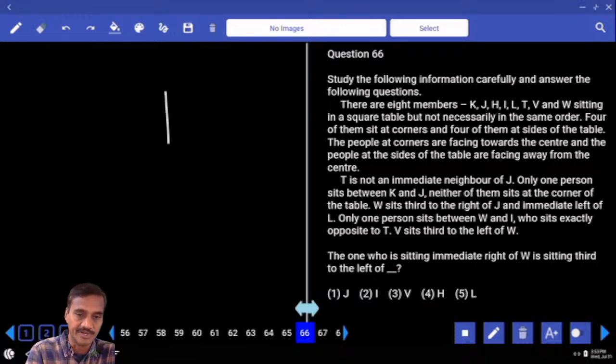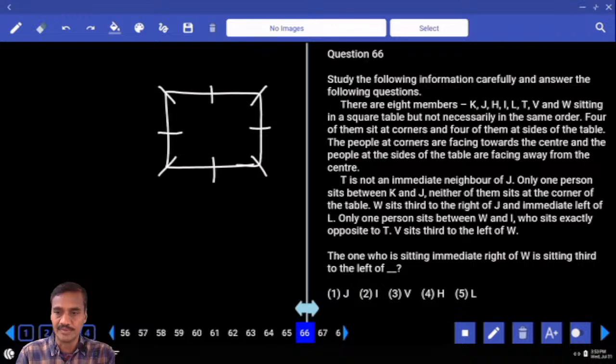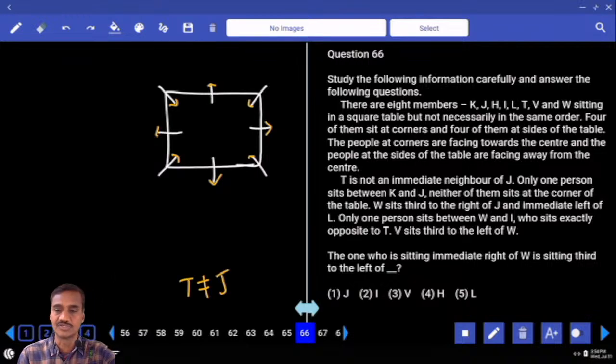8 persons seated around a square table. Among these 8 persons, 4 are at the centers and 4 are at the corners. The people sitting at the corners are facing towards the center, and the remaining persons are facing away from the center. And at the same time, T is not an immediate neighbor of J; T and J are not adjacent to each other.